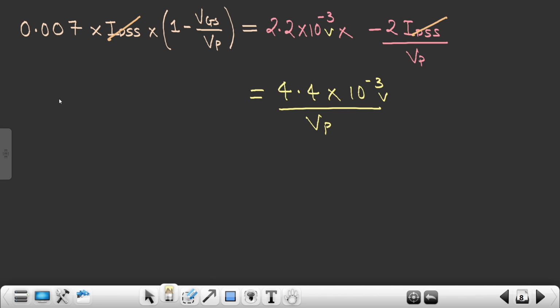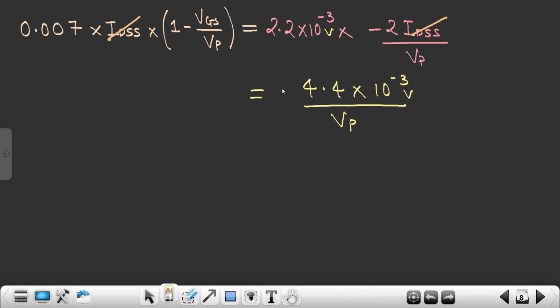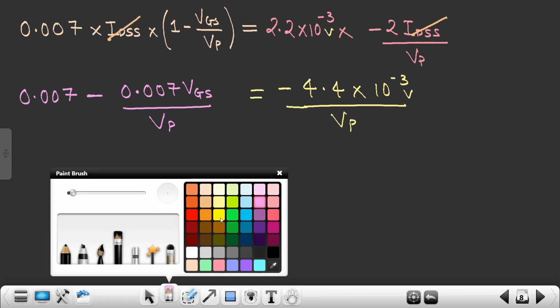Now I will also multiply this, just a second, I forgot to write my minus sign over here. So over here there should be one minus sign, that is minus of 4.4 into 10 raised to minus 3 divided by VP, right? Great. And over here this would be 0.007 minus 0.007 VGS by VP, right? And now I will multiply this equation with VP.